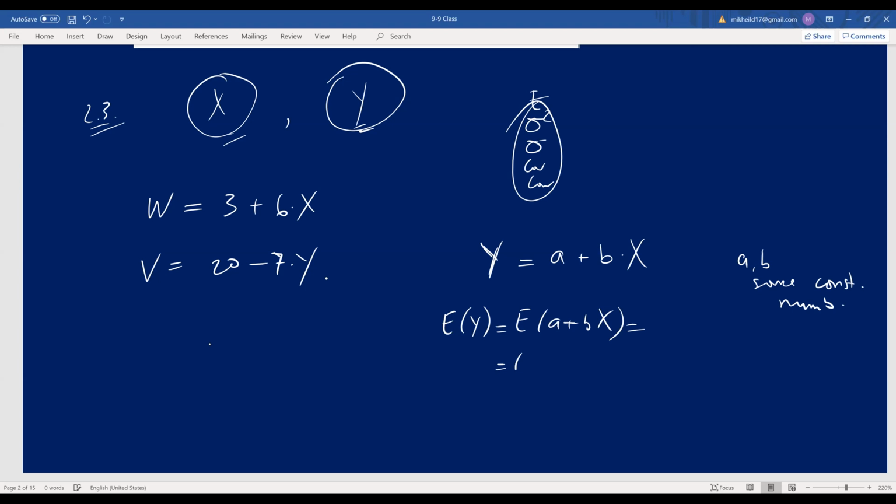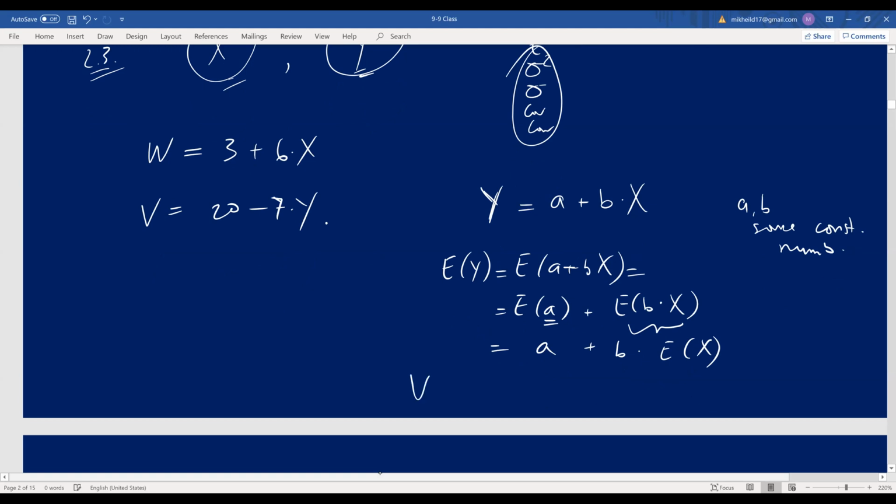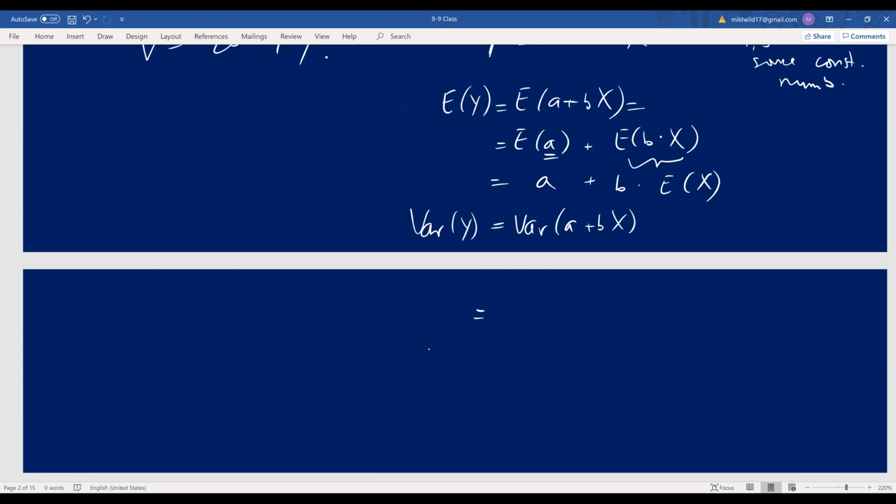And this is expectation of A plus expectation of B times X. Because A is constant, its expectation is A itself, and then plus B times expectation of X, right? So that's what I have there. And then finally, variance of Y is variance of A plus B times X. I'm just deriving this stuff to give you in-depth understanding. So this is variance of A plus variance of B times X, plus covariance between A and B times X.